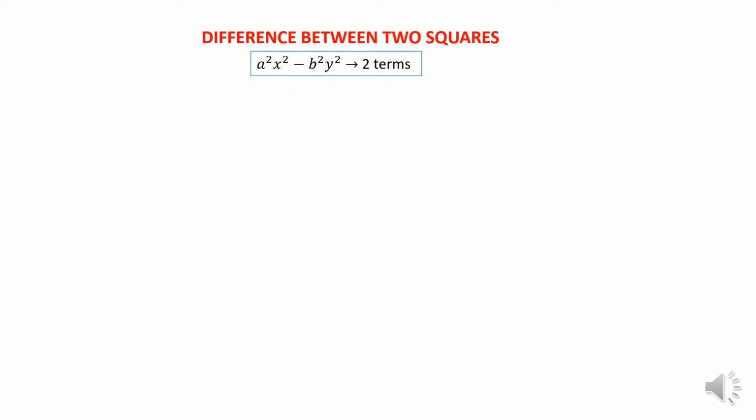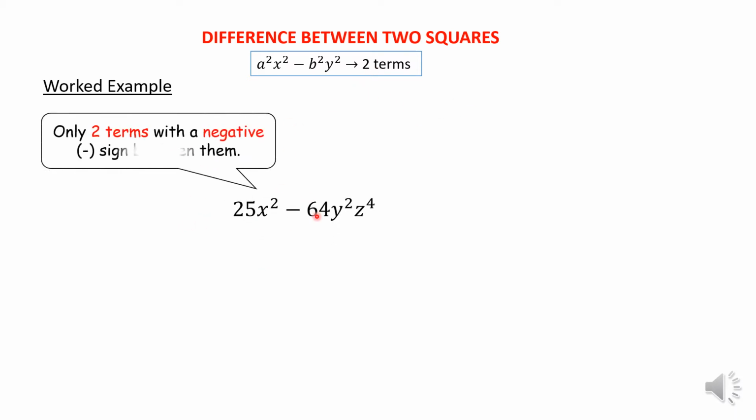Hi. So what I'm doing today is the difference between two squares, and I'm looking particularly at two terms of the likes of ax squared, or a squared x squared minus b squared y squared. Two terms. All right, so let's take a worked example so you can see exactly what I mean. So first of all, this difference, there are only two terms.